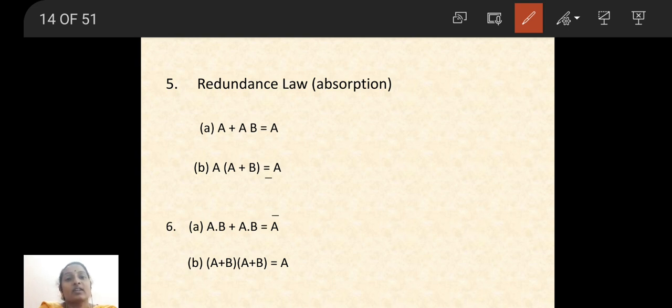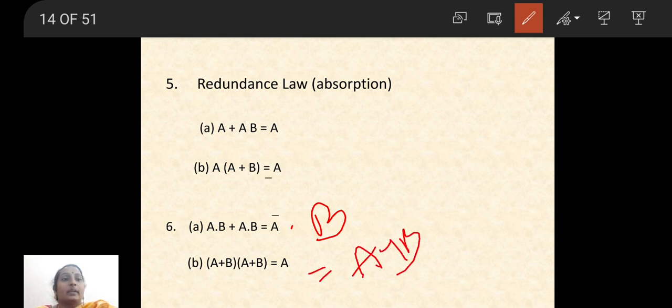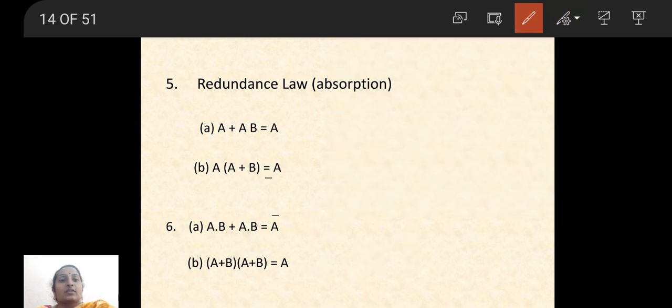So next see here, while coming to the next law, A into B plus A into B̅ is equal to what? A only. A into B plus A into B is equal to A into B only. Next, (A plus B) into (A plus B̅) is equal to what? A plus B. Here some small mistake is there. So here A into B plus A into B is equal to how much? A into B. A plus B is equal to how much? A plus B. These also come under the identical laws.